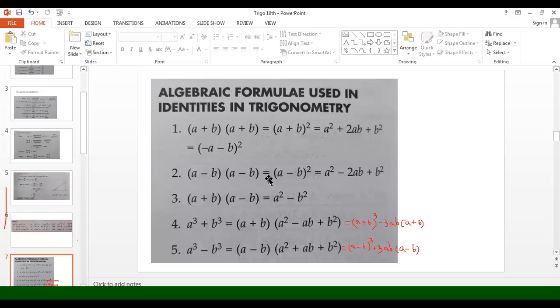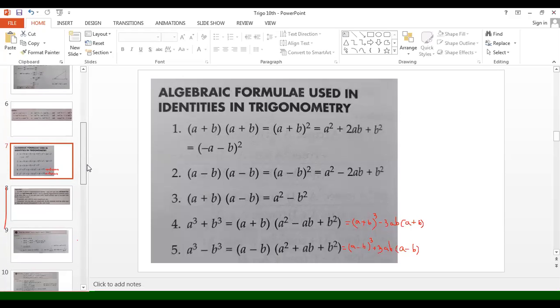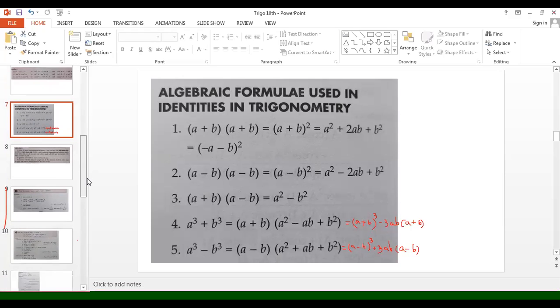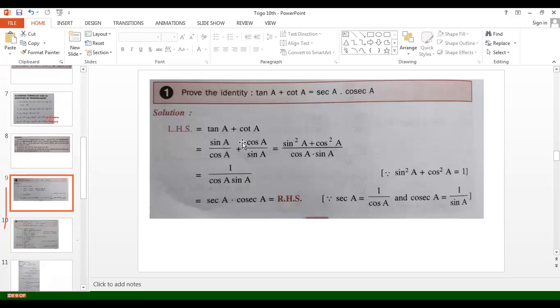So students, these were algebraic identities. And now in this chapter, we are going to learn what trigonometrical identities are. What exactly are trigonometrical identities? I'll show you an example. Suppose this is an identity: tan A plus cot A is equal to sec A into cosec A.